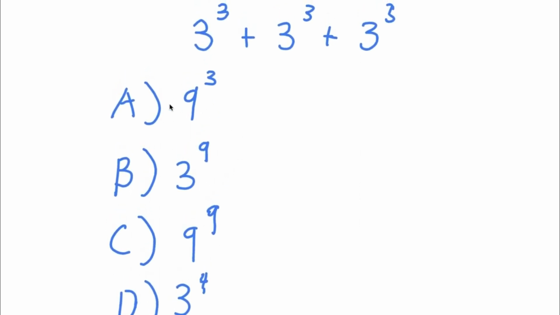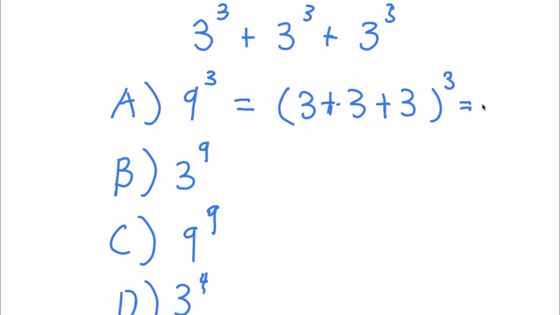So let's first start off with A, 9 to the power of 3. To actually get the value of this, I would have to add all of the bases and keep the exponent the same. So I would do 3 plus 3 plus 3, and I just keep the exponent the same. So it's simply 3, and 3 plus 3 plus 3 is 9, so I get 9 to the power of 3. And this method is actually wrong. That's not the correct way to add exponents.